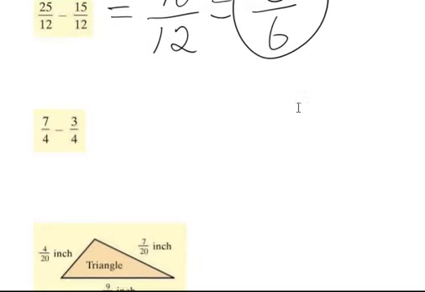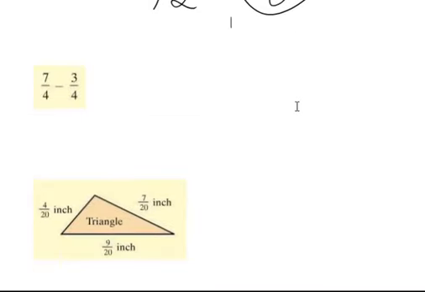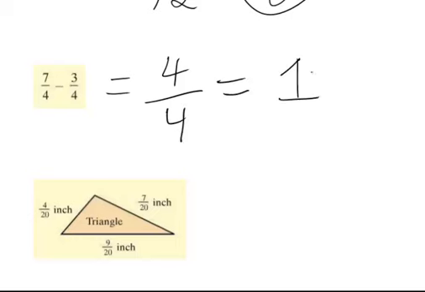For my next problem that I have here, I have 7 over 4 minus 3 over 4. So 7 minus 3 is 4, all over 4, and 4 goes into itself 1 time.